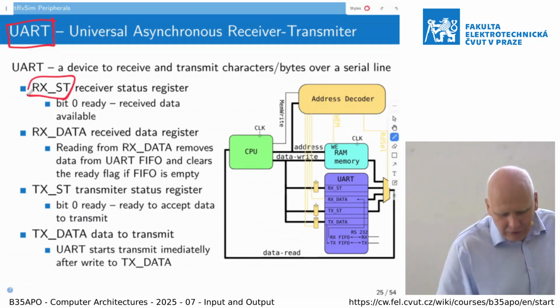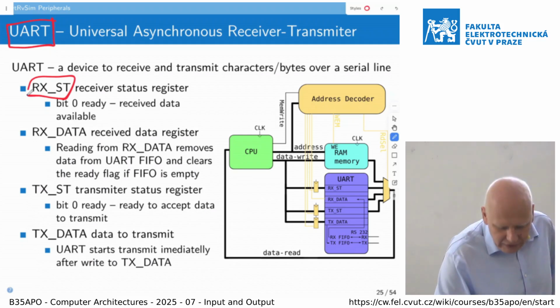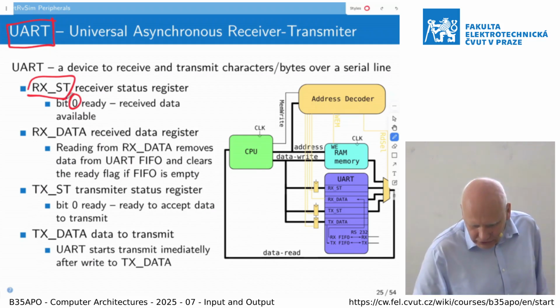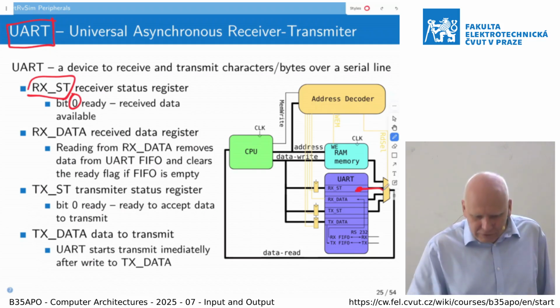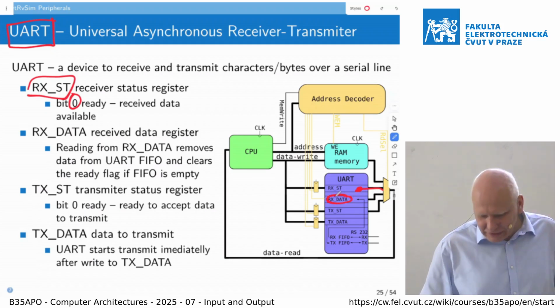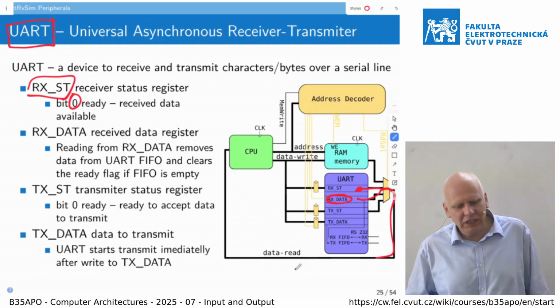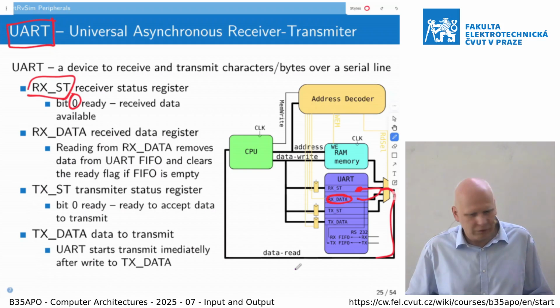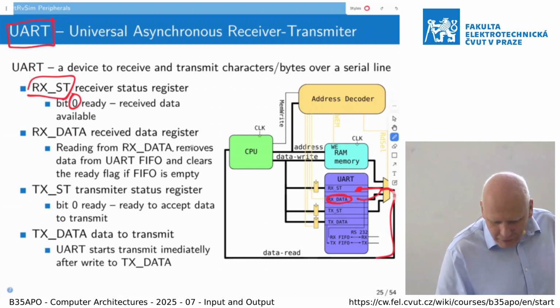The first register is receiver status, and if you check the value of bit 0 in this receive status register, which is somewhere here, then if bit 0 is at 1, you know that if you read the value from the Rx data register, you get the actual byte which has been delivered from the terminal, from the user, for example.